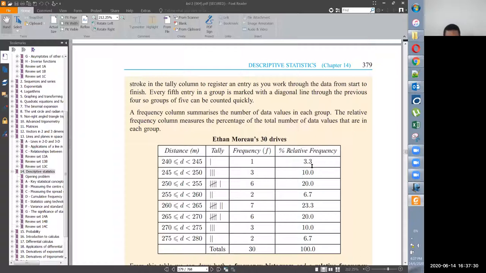So how do you get it? You just use one, and then the total is 30. So it's 1/30, and you get 2.3. And 3/30, you will get 10. To get this relative frequency, it's easier if you use Excel. You will do it very fast.